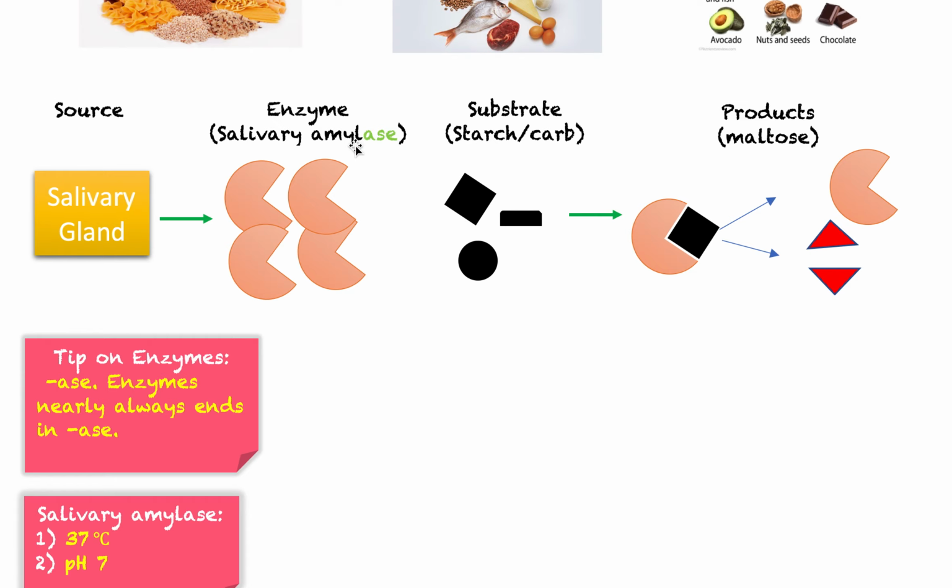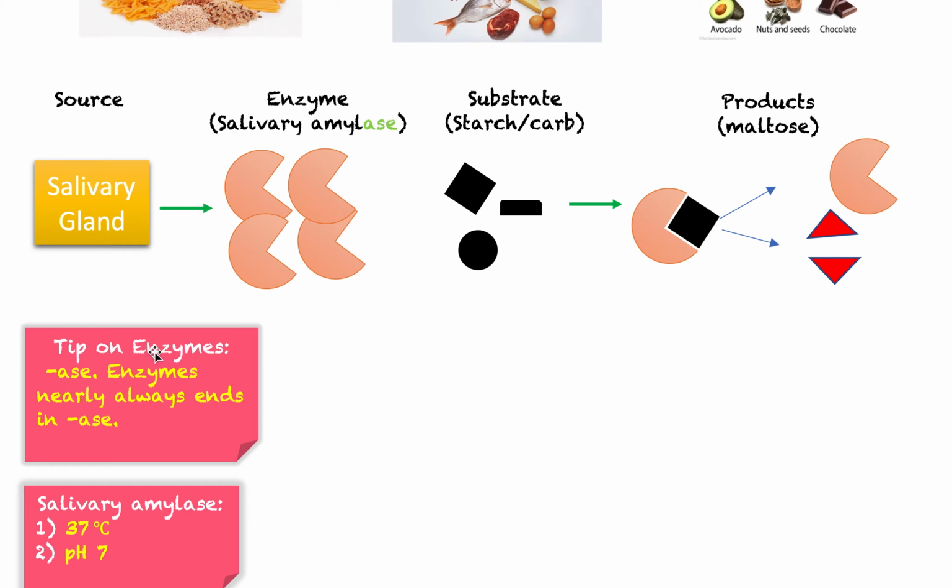And a good tip that I can give you is that most enzymes, 99% of enzymes, the name will end in ASE, A-S-E. So every time you see a word ending in ASE, you know it's an enzyme. And then immediately you should know this thing breaks down food or breaks down anything in nature.